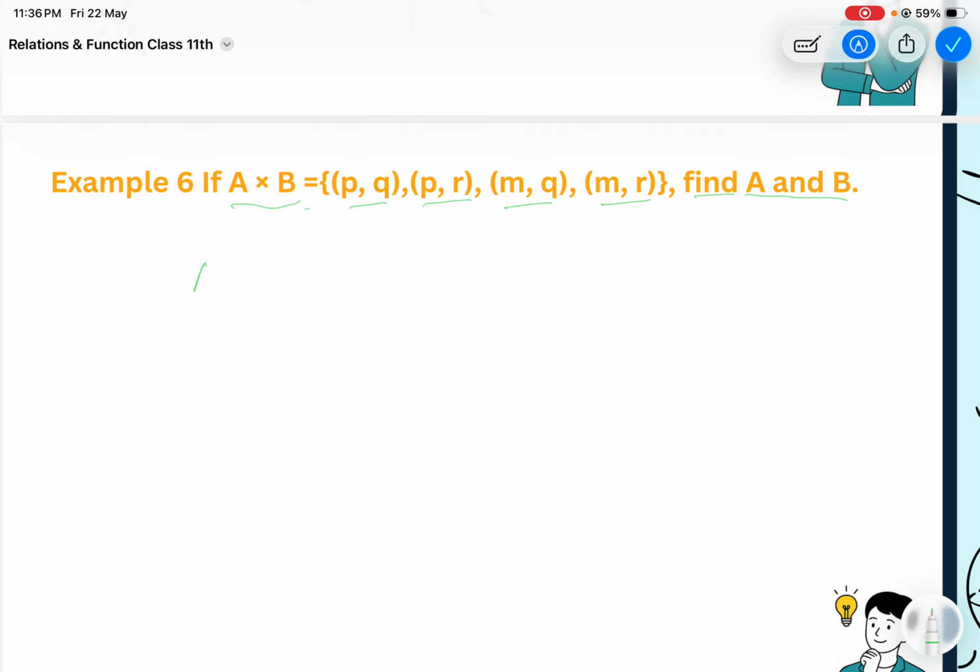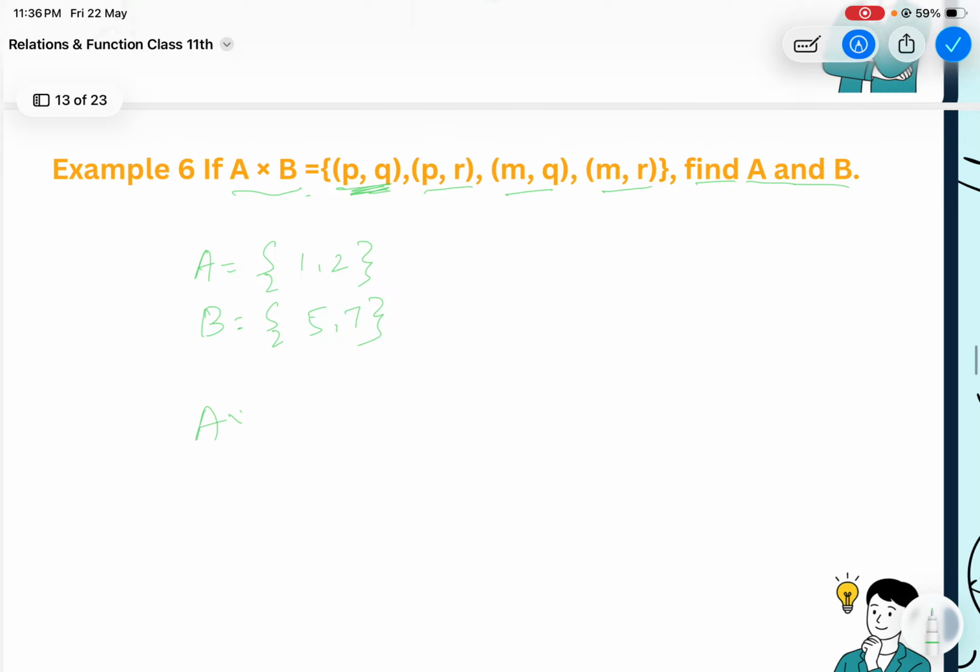Now example 6, A into B equal to PQ, PR, MQ, MR. Find A and B. Suppose A equal to, because there are 2 elements, suppose we have 1 comma 2, right? And B also has 2 elements, suppose we have 5 comma 7. So if we do A into B, what will we get? We will get 1 comma 5, then 2 comma 5, right? Then we will get 1 comma 7 and 2 comma 7.